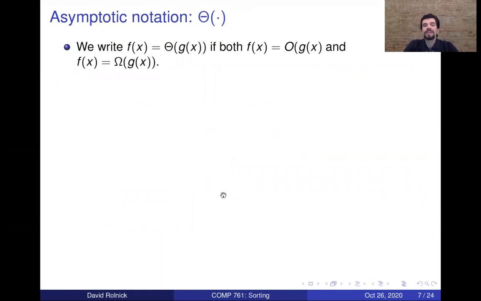And finally we have theta. We write f of x is theta of g of x if both f of x is big O of g of x, sorry, there should be a closed paren there, and f of x is big omega of g of x. So it's asymptotically greater than or equal to and less than or equal to g of x. And this is written backslash theta with a capital T in LaTeX.